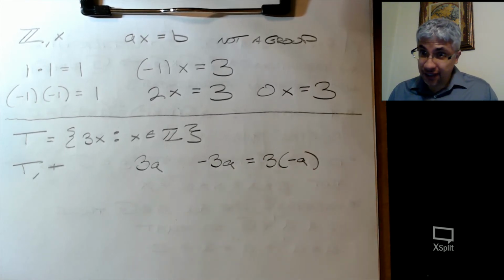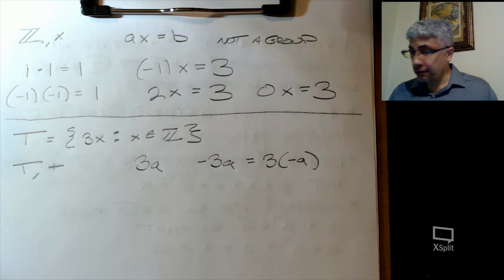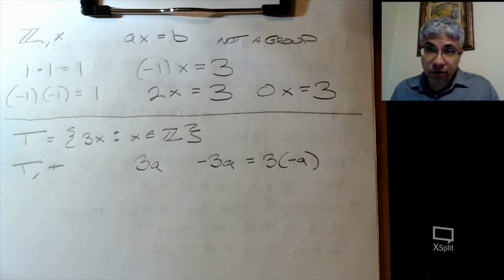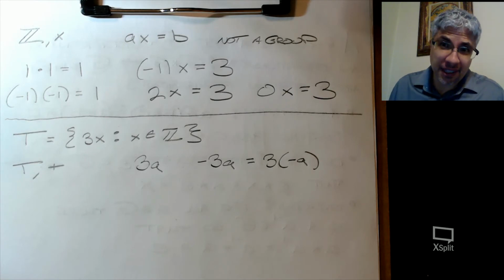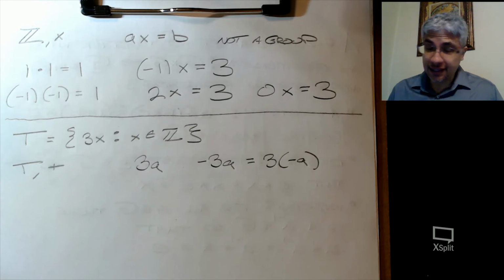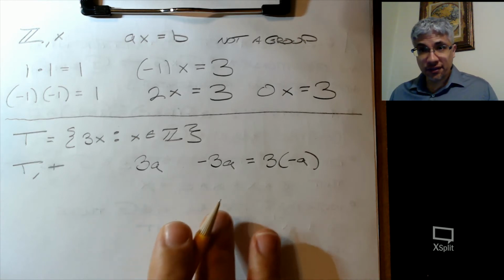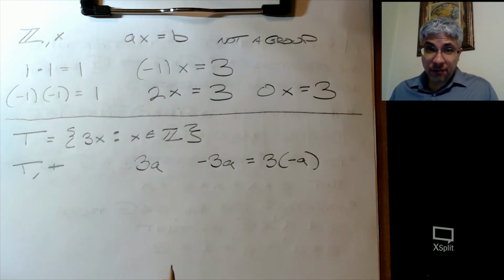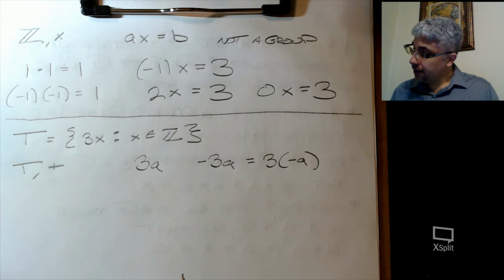So we have inverses. We have the identity because 0 is a multiple of 3. What would we have to multiply 3 by to get to 0? Well, 0. So we have an identity, we have inverses, and it's associative because addition is associative.